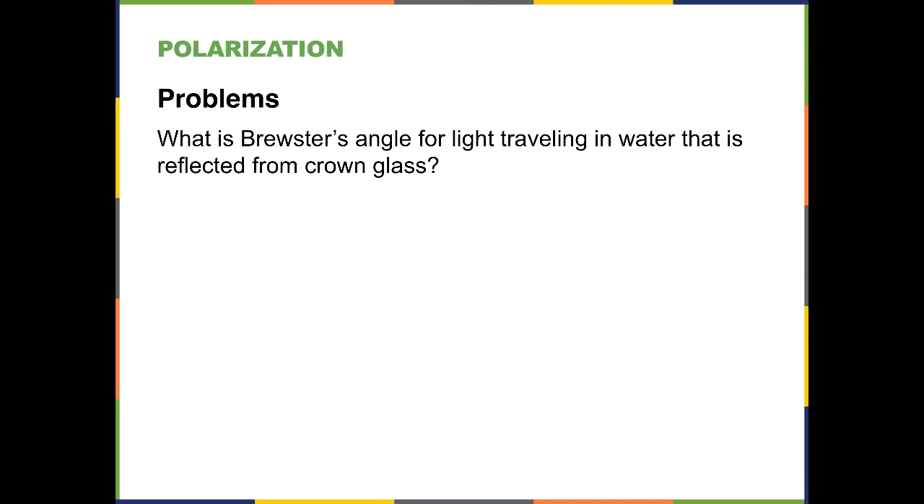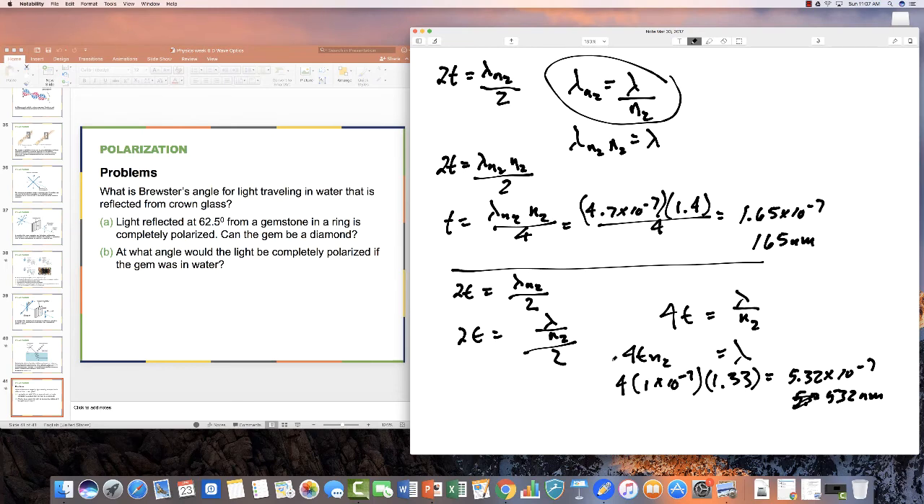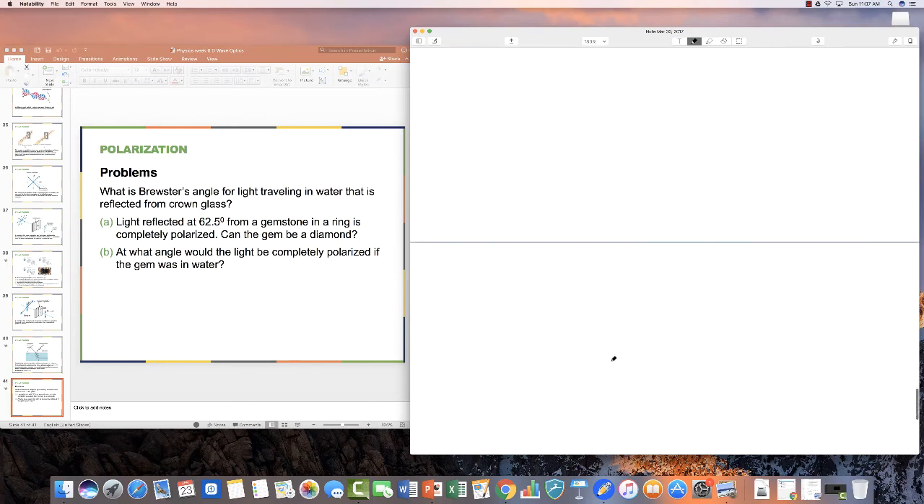So what is Brewster's angle for light traveling in water that is reflected from crown glass? Now, just as a reminder, and I might not have been clear about this a few minutes ago, Brewster's angle is the angle at which, when reflected, the light is completely polarized. And so when we're calculating Brewster's angle, we're calculating the angle at which we would get completely polarized light. So these problems are actually pretty straightforward.